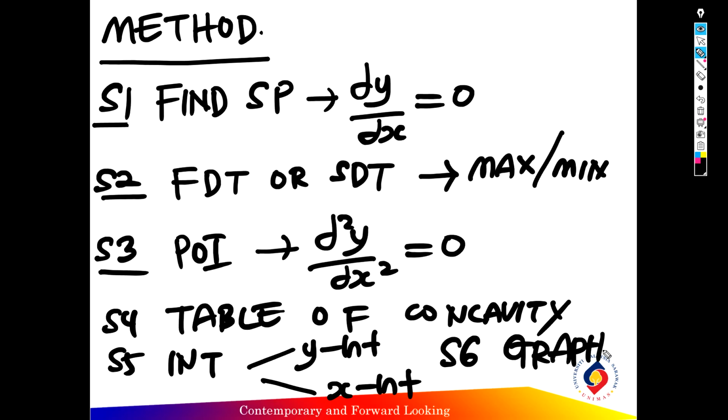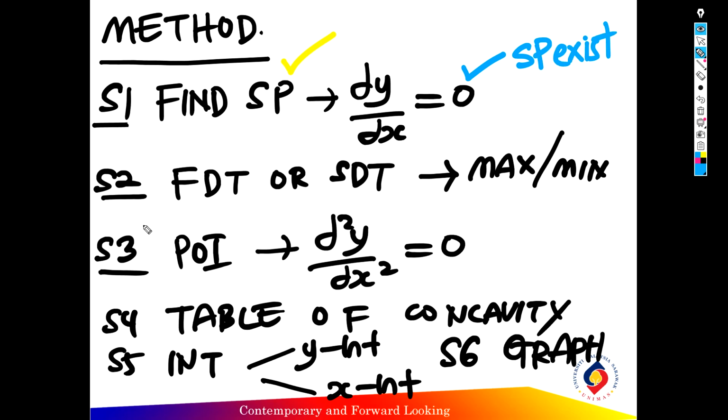Okay, so here is the method before you sketch the graph of the cubic function, step by step. First step, you find the stationary point of the cubic function. You let the first derivative equal 0, and the stationary point exists when the first derivative equals 0.